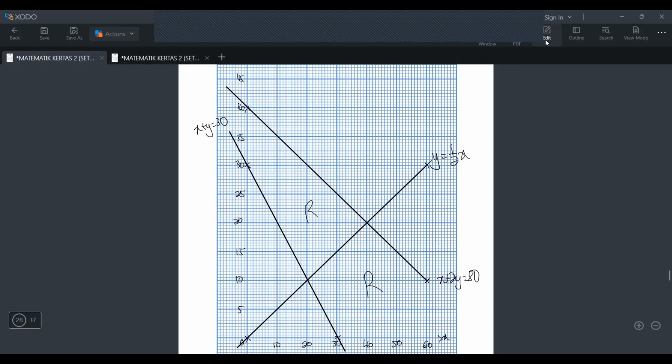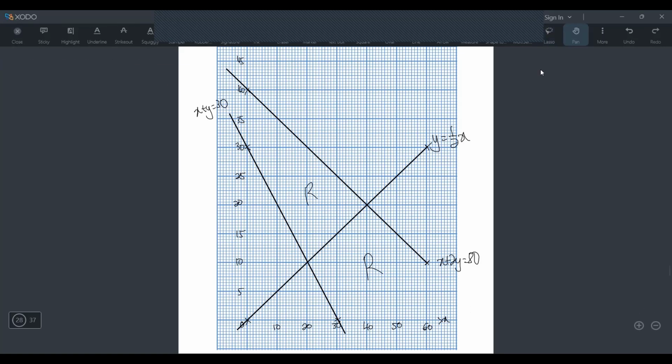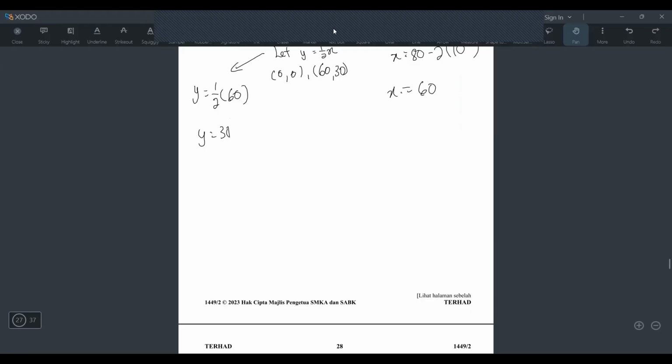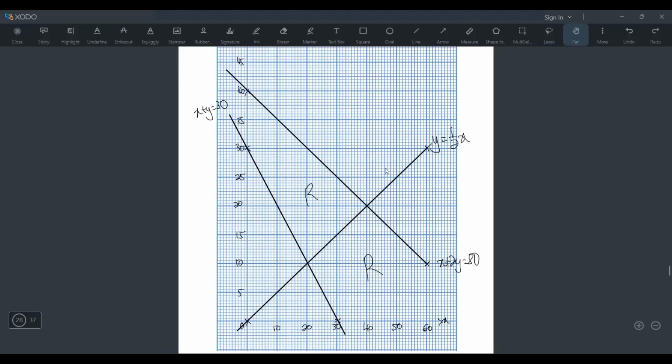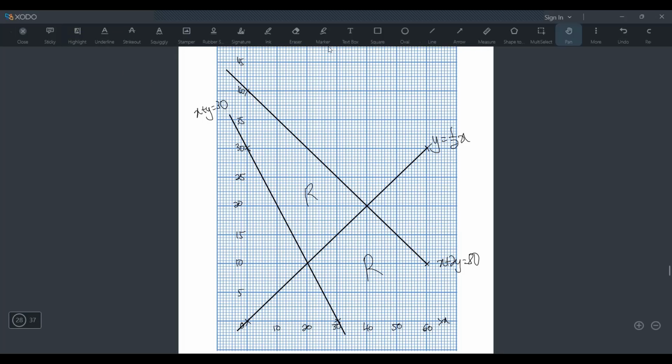And then finally, the third line is y bigger than 1/2 x. But which line? y bigger, so this line. Bigger means up here. So we now know where my R is. My R is not here, it's here, right?